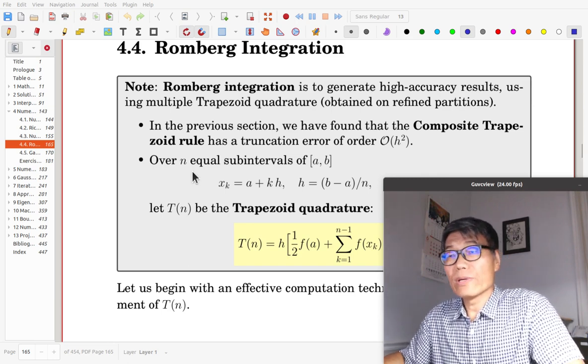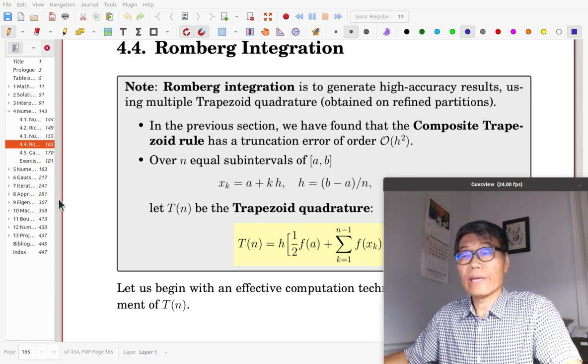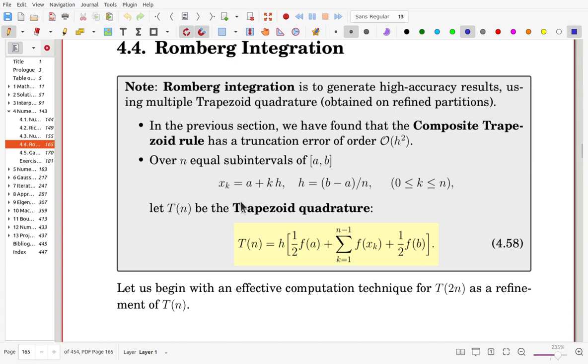over n equal subintervals of AB. This partition, we define T of n to be the trapezoid quadrature given in this equation. We'll begin the section with an effective computation technique for T of 2n as a refinement of T of n.